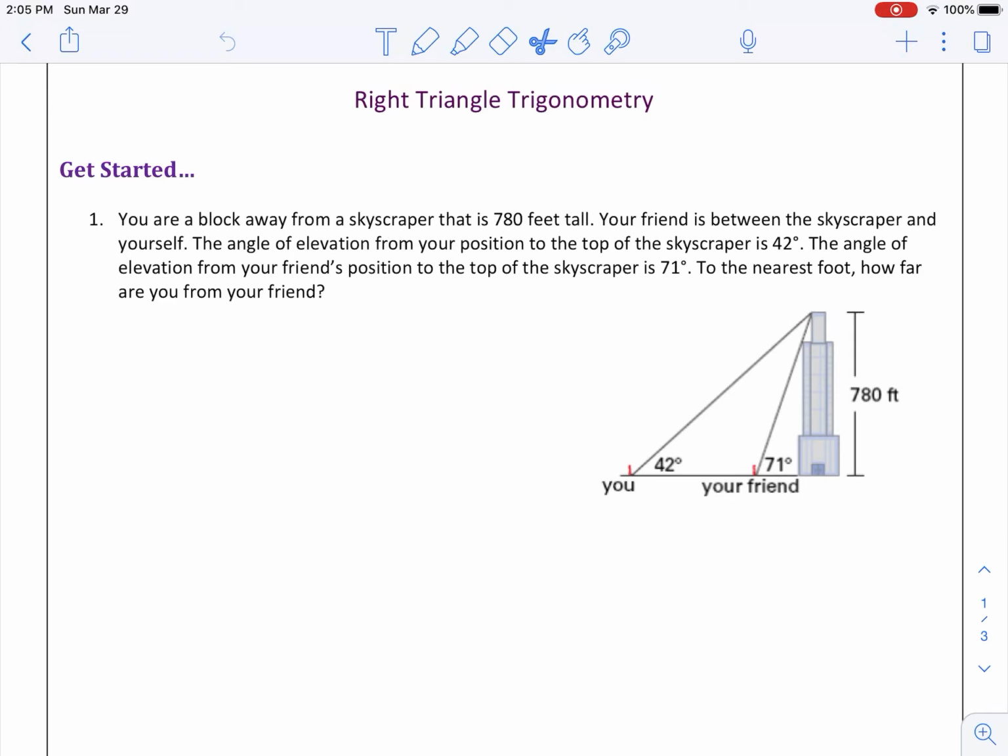This week, we're going to do some more trigonometry. Today is nothing too new. Tomorrow will be something new on the calculator.